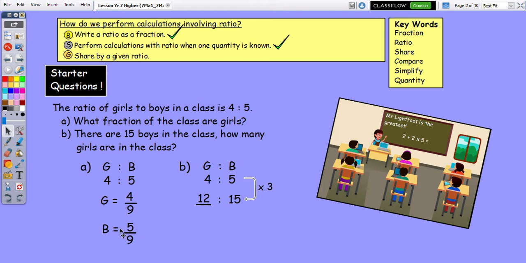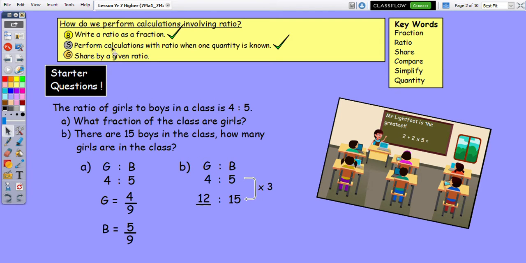Okay. Then we come to B. There are 15 boys in the class. How many girls are in the class? This does actually link to this outcome here, where we've got part of the information and we need to know the second part of the information. Girls to boys is 4 to 5, and we have 15 boys in the class. So in effect we're looking for the number of girls. All I've done is ask myself, what have I done to 5 to get it to 15? What if I multiplied 5 by something to get it to 15? The answer is 3. What I do to one side, I do to the other. So 4 multiplied by 3 is 12, so there must be 12 girls in that class.